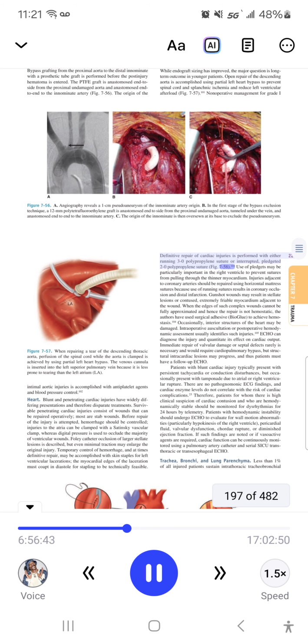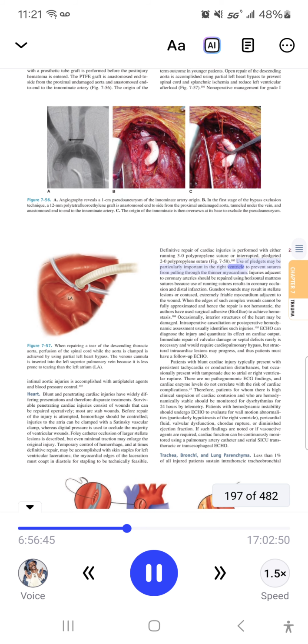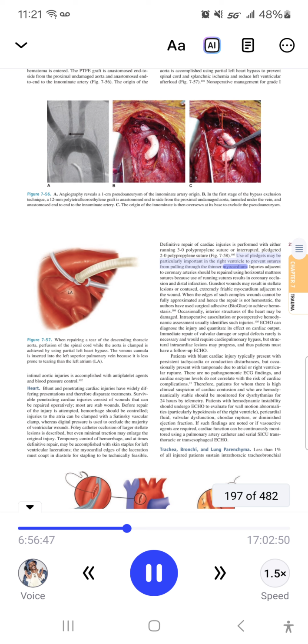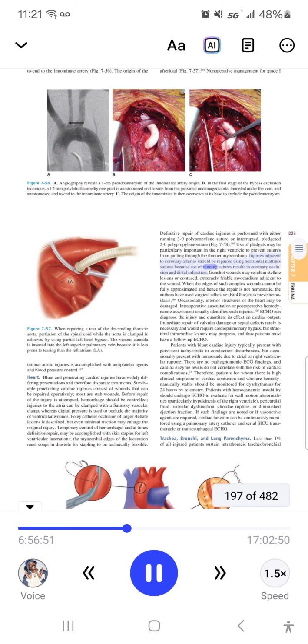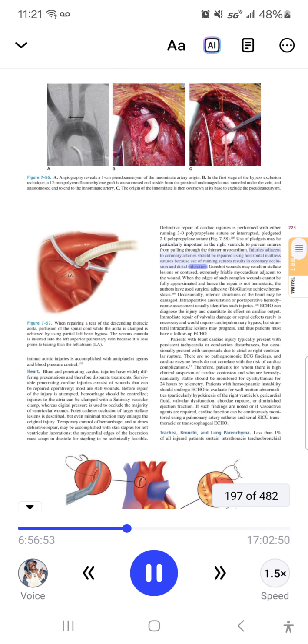suture. Use of pledgets may be particularly important in the right ventricle to prevent sutures from pulling through the thinner myocardium. Injuries adjacent to coronary arteries should be repaired using horizontal mattress sutures because use of running sutures results in coronary occlusion and distal infarction.